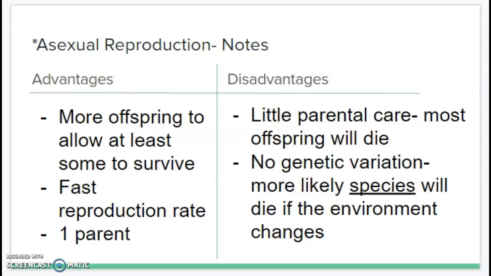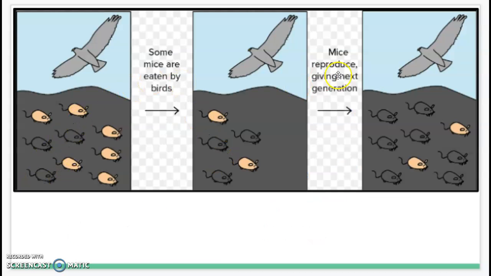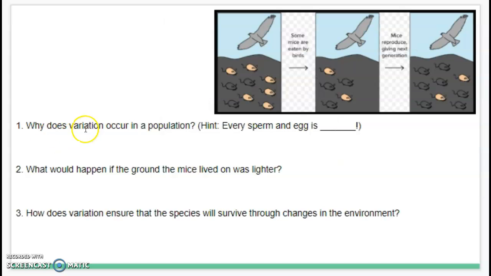Disadvantages, there's little parental care, so like with the fish, they lay their eggs and then just leave them, they don't really take care of them. So most of the offspring, again, will die, and there's no genetic variation, so all of the DNA is exactly the same as the parent. So more likely the species will die if the environment changes. Again, like we see in this picture. If they were all genetically identical, then they would all be eaten and the species would most likely die off or become extinct.